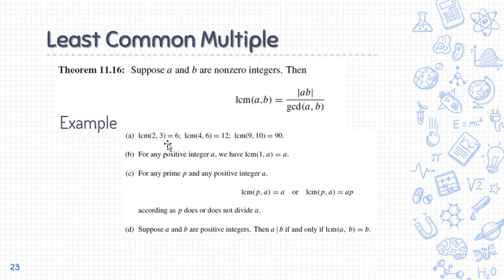So the LCM of 2 and 3 is 6. Sa ato pa, pwede na to ma-divide si 6 kang 2 ug 3. Wala na ilaing mas gamay kang 6 nga pwede ma-divide kang 2 ug kang 3. The LCM of 4 and 6 is 12. The LCM of 9 and 10 is 90.